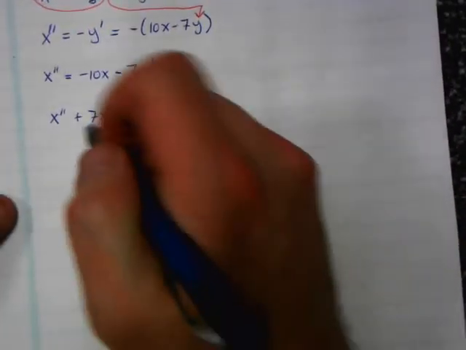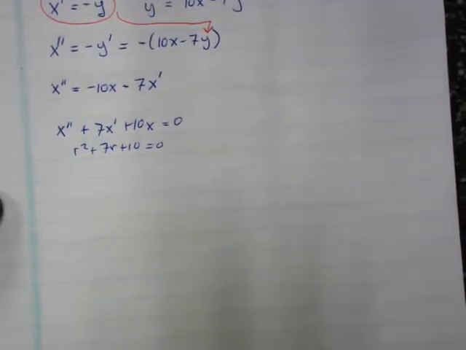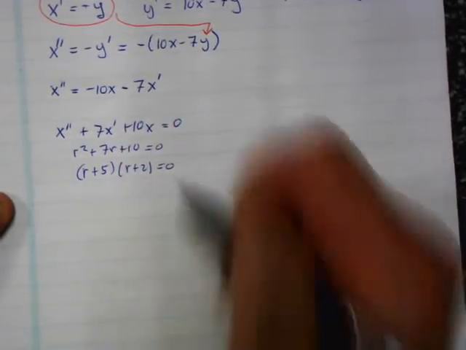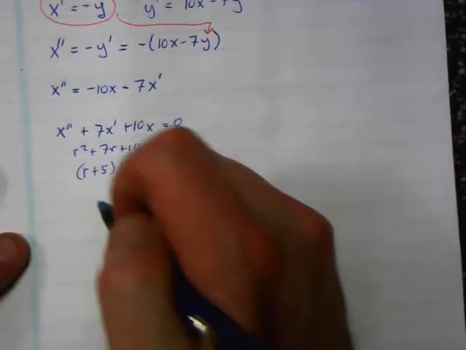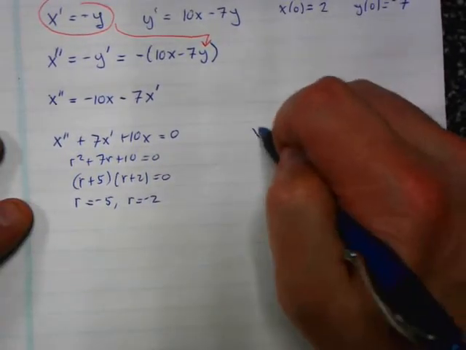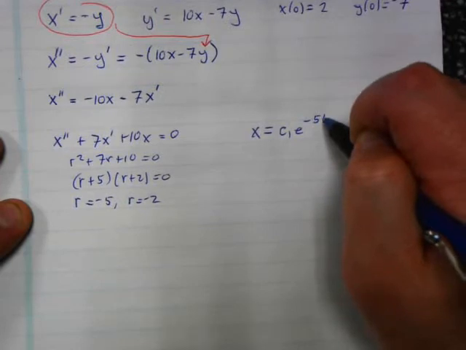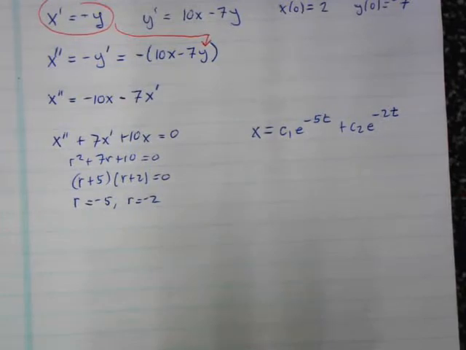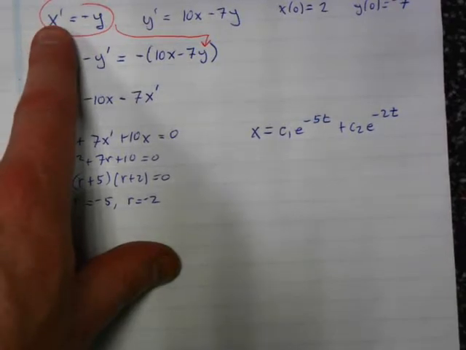So r squared plus 7r plus 10 is 0. It's not too bad. Quadratic formula, how about r plus 5, r plus 2? It factors. I don't need to use the quadratic formula. So r equals negative 5 or r equals negative 2. X equals C1 e to the negative 5t plus C2 e to the negative 2t. And then to find y, I need to take the derivative and do a negative on it.